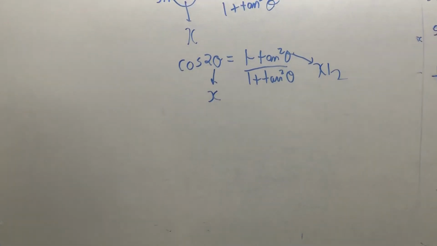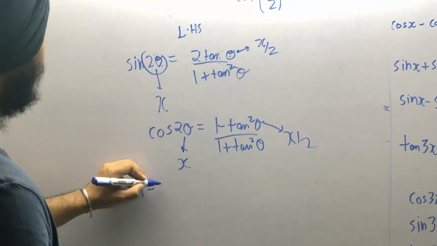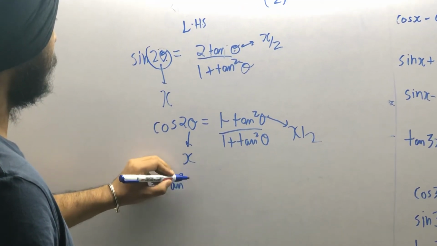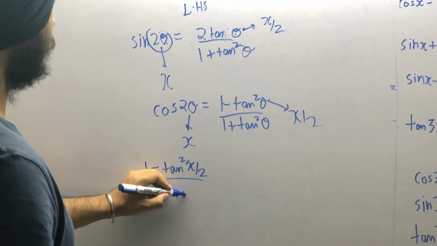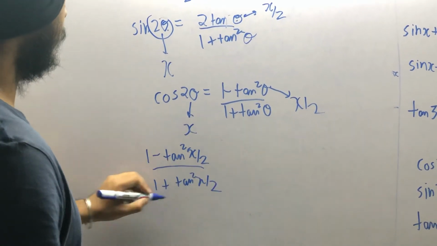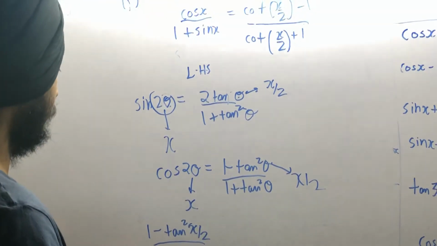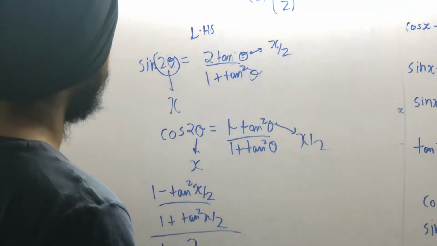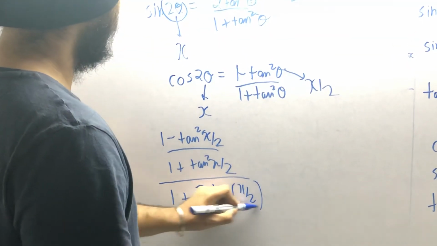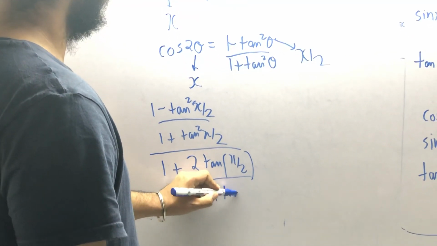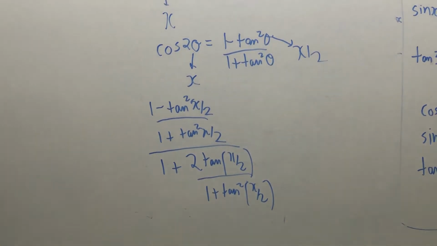Okay, so let's go forward. Instead of cos x, I can write (1 minus tan square x by 2) upon (1 plus tan square x by 2), divided by 1 plus 2 tan x by 2, divided by 1 plus tan square x by 2. I hope till now it is clear.